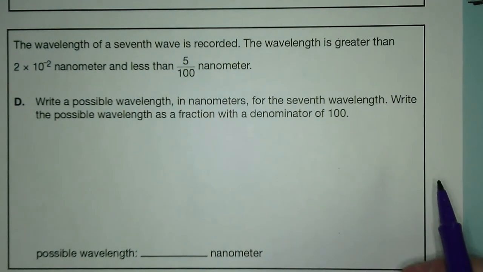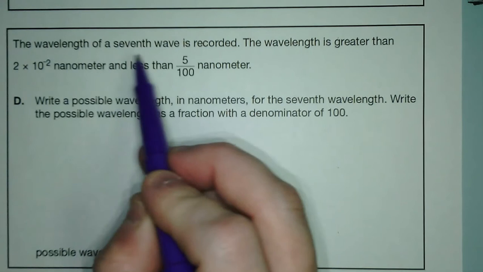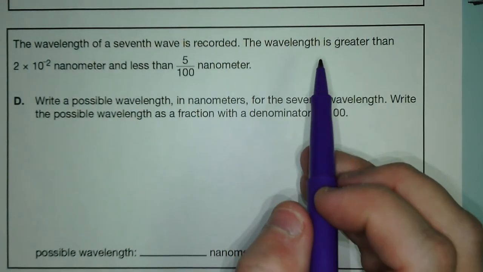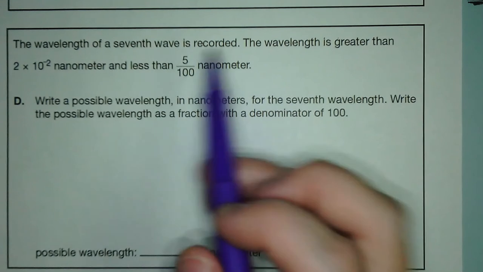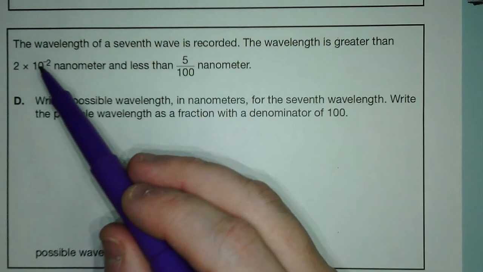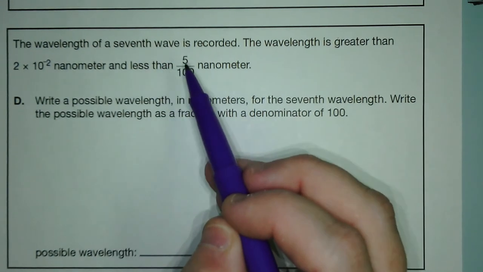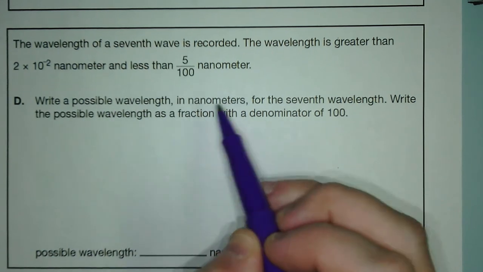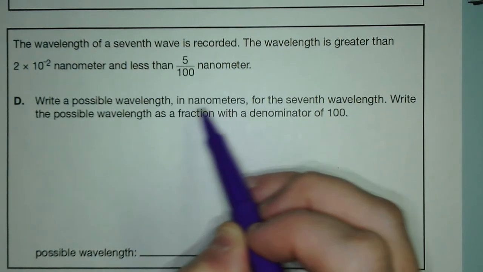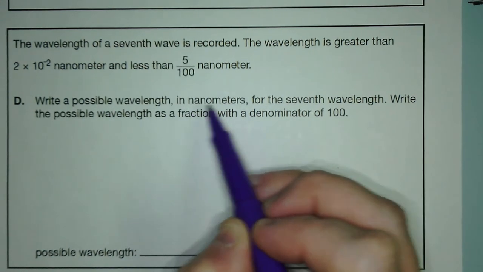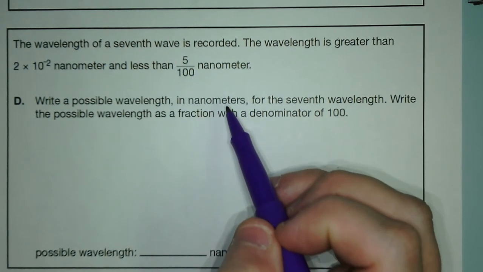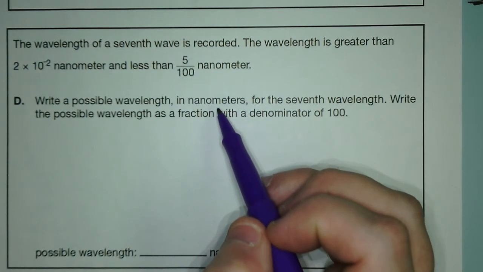Okay, part D. The wavelength of a 7th wave is recorded. This wavelength is greater than that, but it's less than that. Write a possible wavelength in nanometers. Okay, so that's good. Again, the units, they want you to keep the same units, which is very good news. That means I can sort of ignore the units.